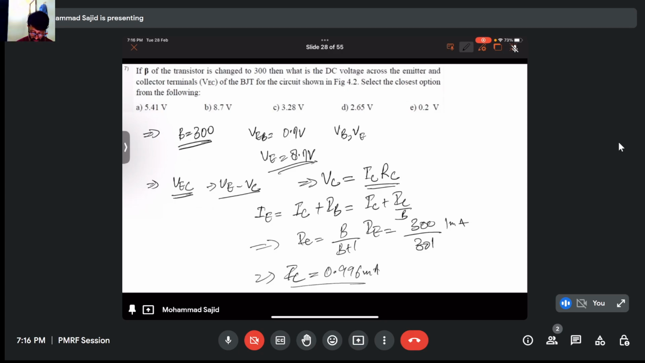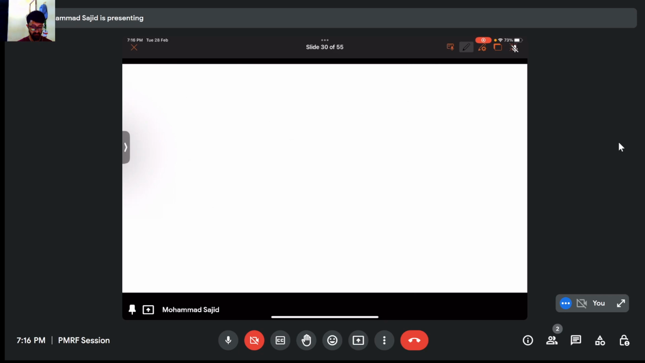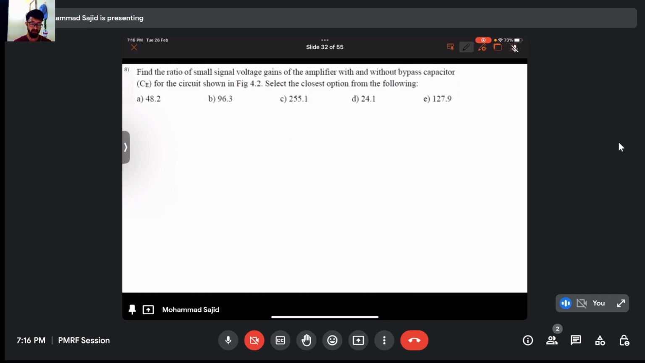And then what is VC? 0.996 milliamp times 3.3 K. Solve it, we'll get a VC of 5.41 volt. This part. Okay. Next is, find the ratio of small signal voltage gains of amplifier with and without bypass capacitor.